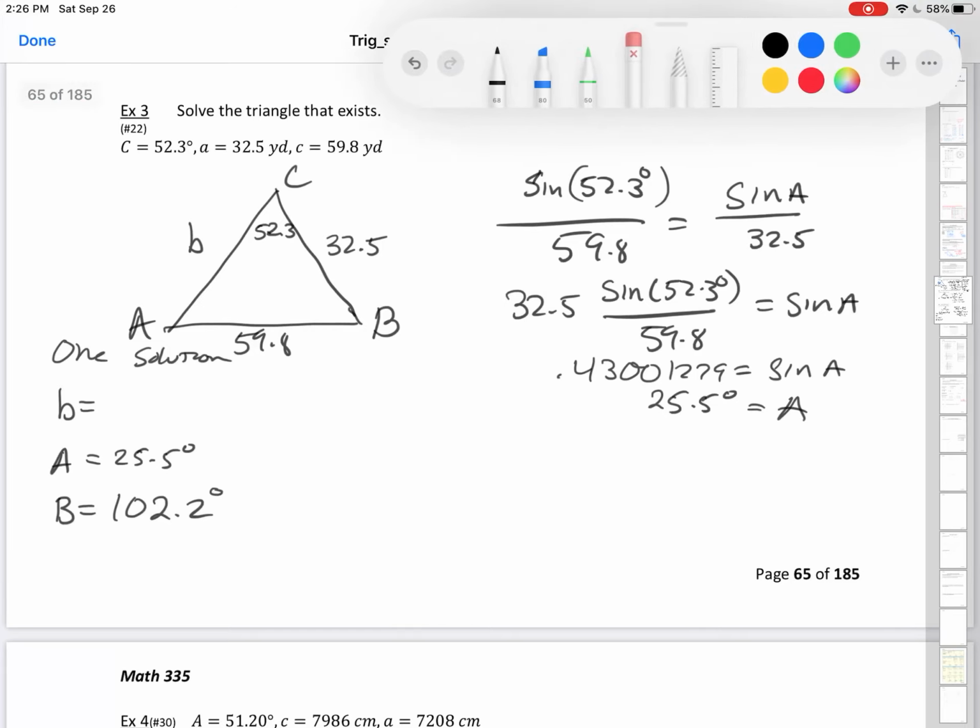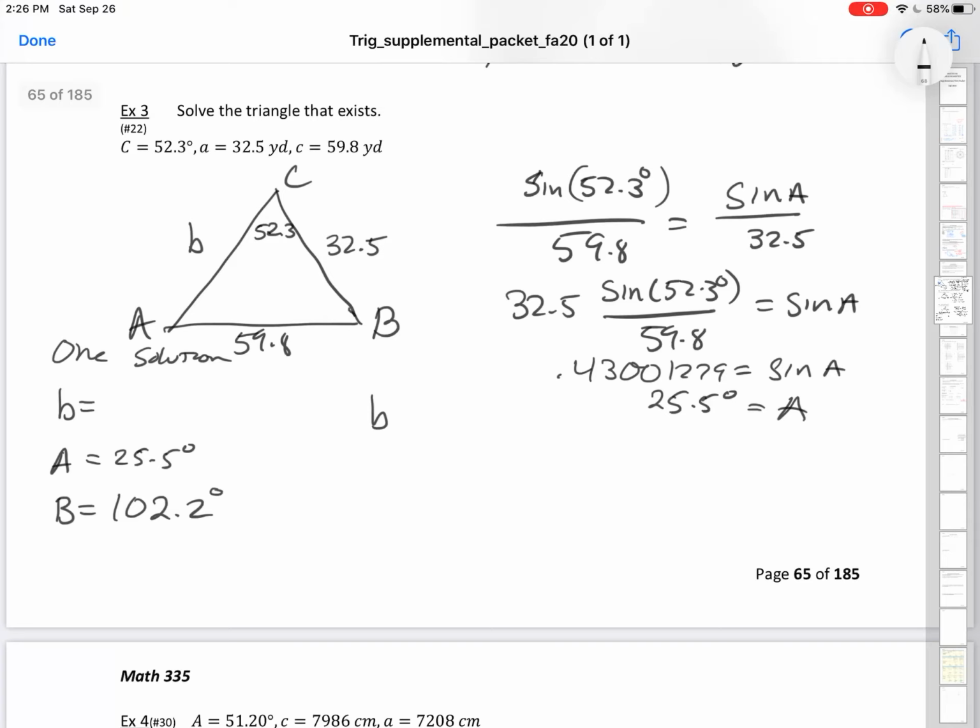So what are we going to do? Well, why don't we say what we want, B over the sine of angle B that we found is equal to, and I always stick with what was originally given, the 59.8 all over the sine of C, which was 52.3. Right? And so how did I choose to put it in this form, to put my side lengths up top? Because I wanted a side length.